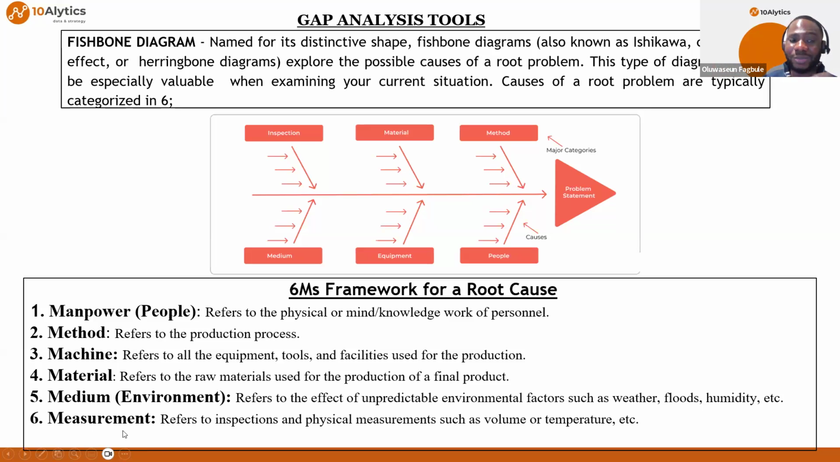It can also be called inspection. Are there standards in place to make sure that there's quality across board, right? So these are the 6 M's for finding a root cause, right? So what the 6 M's do is give you a guideline to say, look at each of these categories: look at the manpower, look at the method, look at the machine or the equipment, analyze the materials, analyze the medium, analyze the measurement, or the inspection, for you to be able to come up with possible gaps, possible root causes, to that issue.